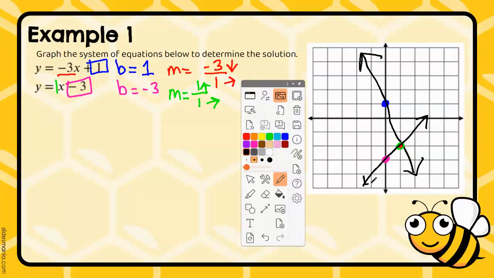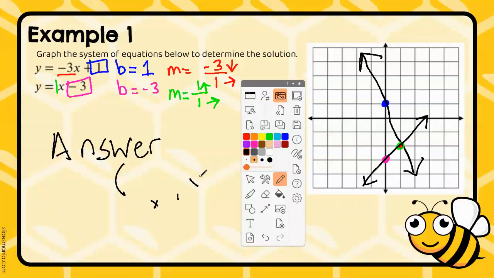As you can see, our two lines cross. So our answer is where they cross, is the point. So remember, it's x, y. Our x is 1, and our y is -2. So it's where they cross. That is the answer.